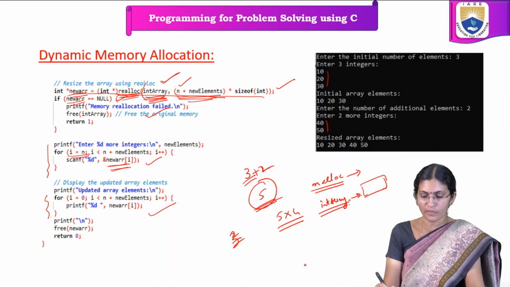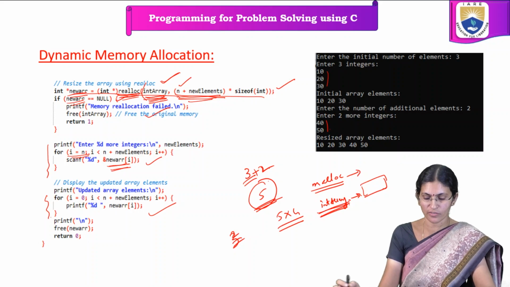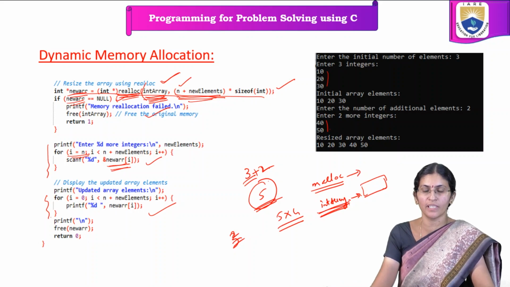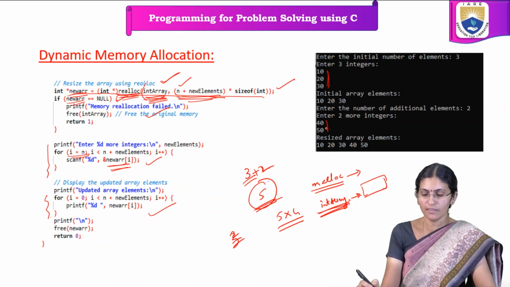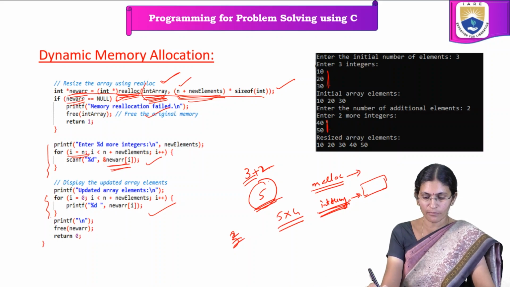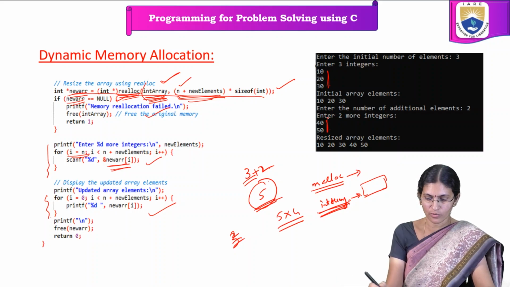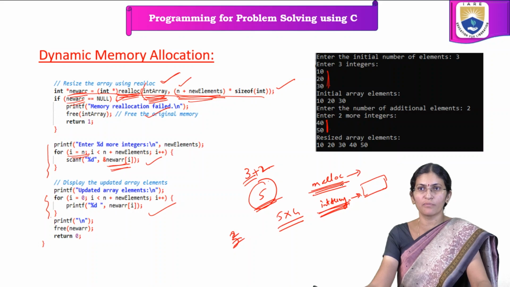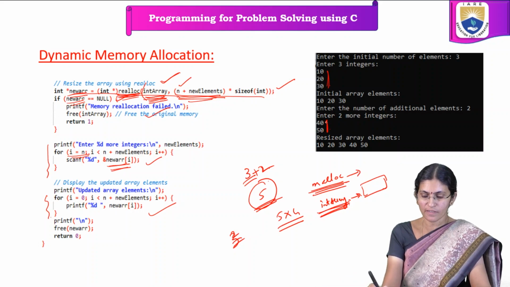After that, suppose we need to increase the number of integers. Suppose 2 more integers have to be added to the existing values, suppose 40 and 50 are to be added. Then these can be added by using the realloc function. So memory has to be reallocated. Memory has already been allocated by malloc, then by using realloc, memory can be allocated for these 2 new elements.